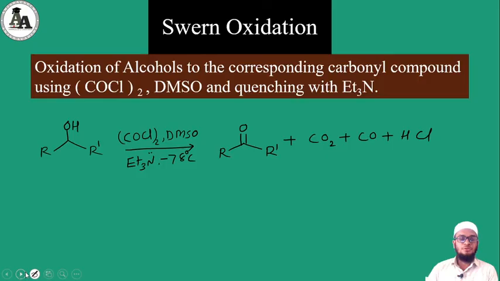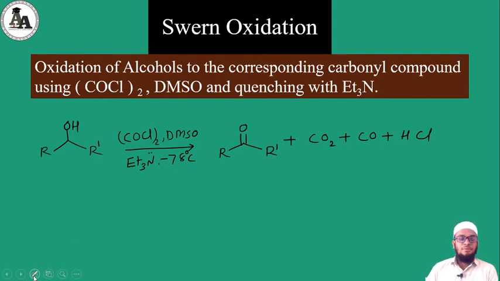So here we are going to see this reaction. Here I have a general representation of alcohol, which will react with oxalyl chloride and DMSO and result in the formation of a carbonyl compound. Now here we are using a base for quenching of the reaction. As we are using the base, it will slightly increase the temperature of the reaction. So to maintain the temperature of the reaction we have to use below 0 degree temperature.